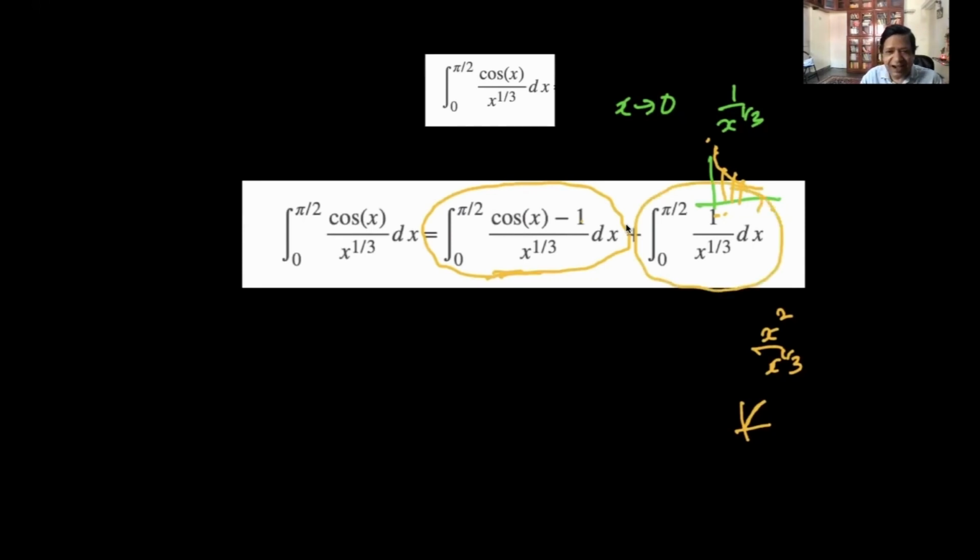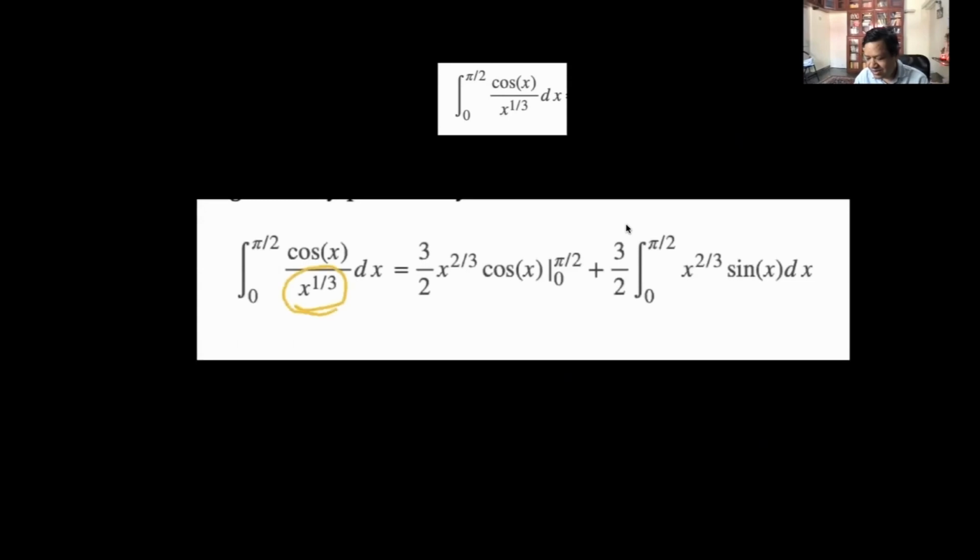This integral is analytically doable. We don't need a computer for this. It's x to the minus 1/3, so x to the 2/3 by 2/3, from 0 to pi by 2. This is a finite answer, so we can do this by hand. So this is one trick to solve this problem. But you need to apply some intuition to get it.